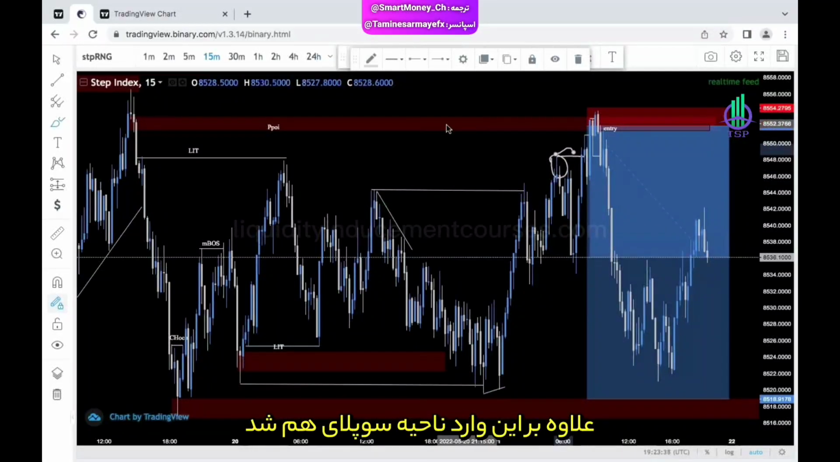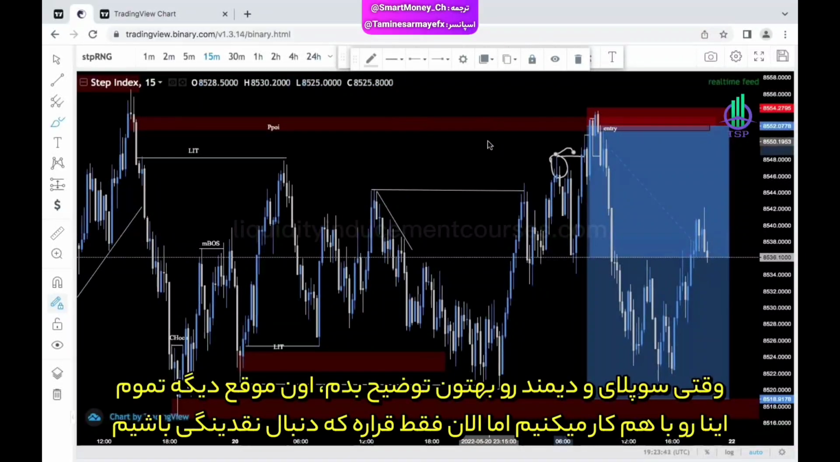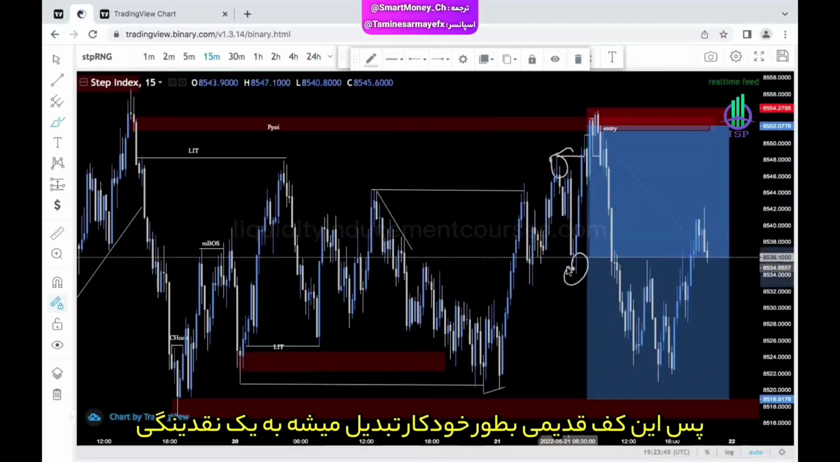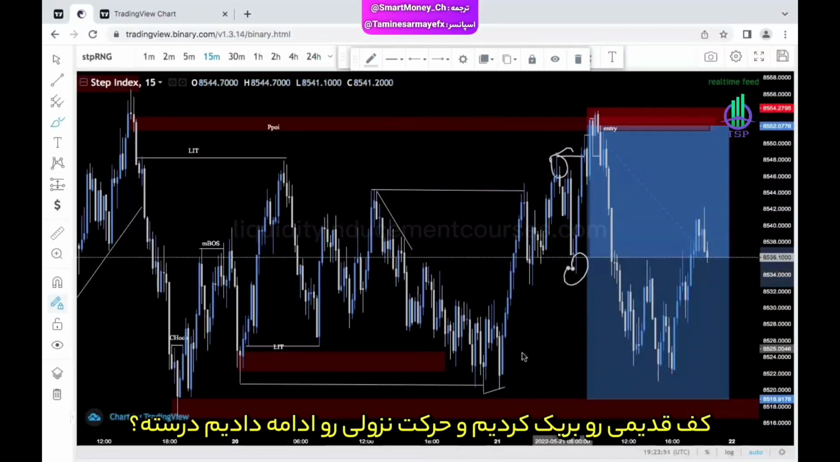Even if we had to reach into our demand level, when we begin to talk about supply and demand, then we'll begin to marry the concepts. But for today, we are just trying to see them individually. So this old low automatically became what? Liquidity. We ran through old lows and continued to the downside.